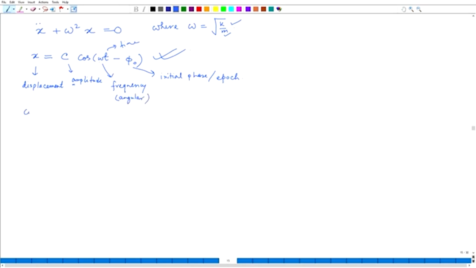Omega is nothing but 2 pi f, where f is the true frequency, and it simply says how many times the oscillator oscillates completely in a unit interval. For example, if I give you 1 second, how many complete oscillations does the oscillator perform? If you multiply this by 2 pi, you will have omega.